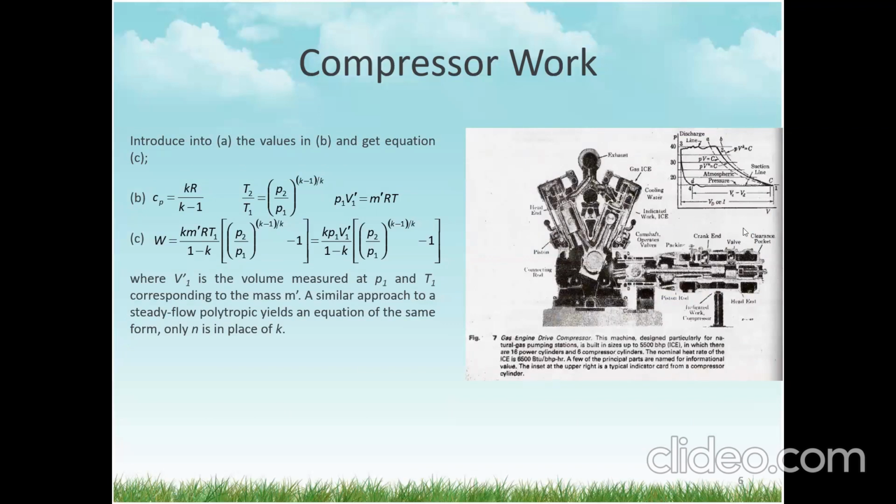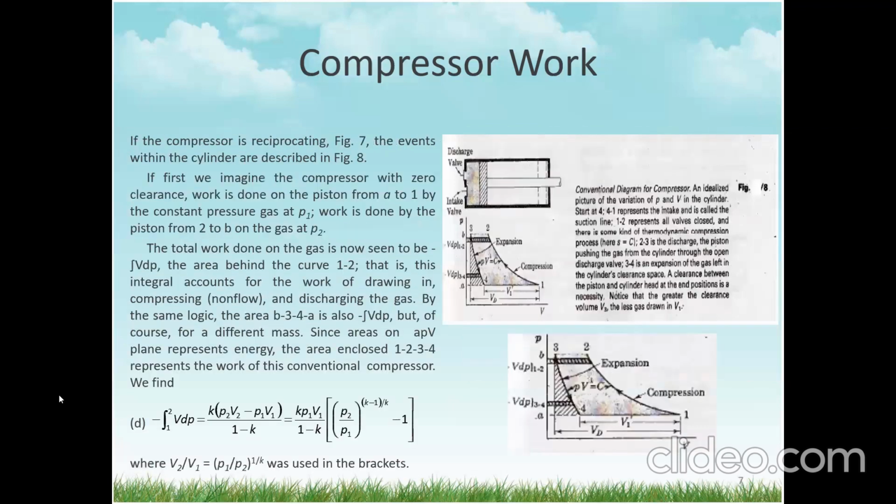This is a gas engine compressor. Ito yung diagram niya. Maulit yan sa kabila. If the compressor is reciprocating, figure 7, the events within the cylinder are described in figure 8. So derivation is yung reciprocating, pero sa actual pwede rin to sa centrifugal. The events within the cylinders are described in figure 8.